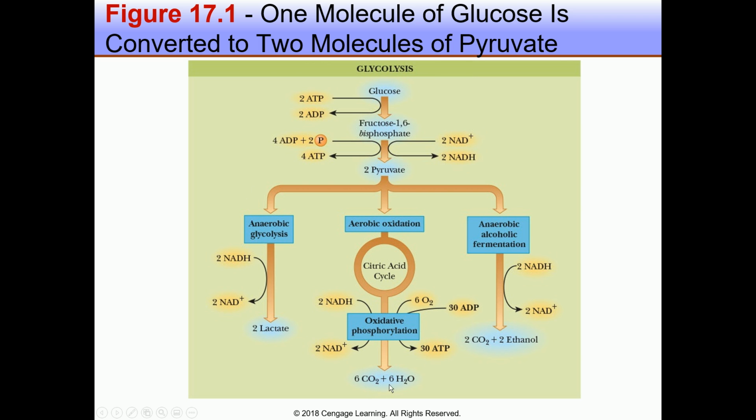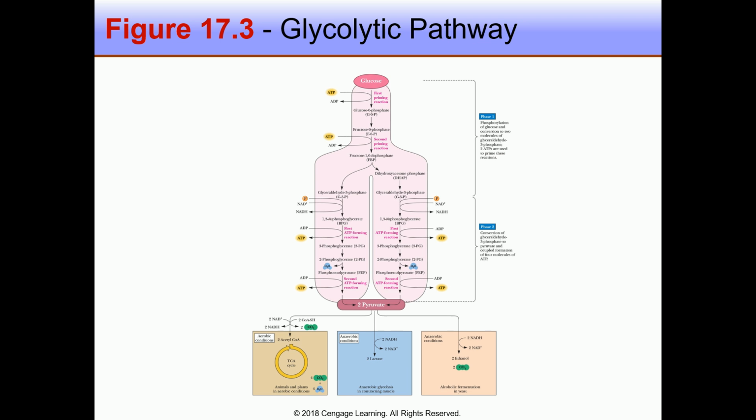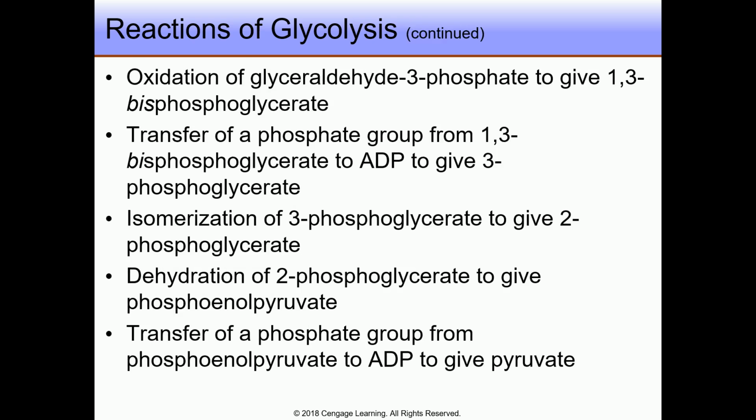Now if there is no oxygen present, as you know that in cellular respiration the final electron acceptor is oxygen, so this is an aerobic process. If oxygen is not present, then this pyruvate can be converted into lactate by lactic acid fermentation, or it can also be converted into ethanol by alcoholic fermentation. So we're going to talk about these things also in detail.